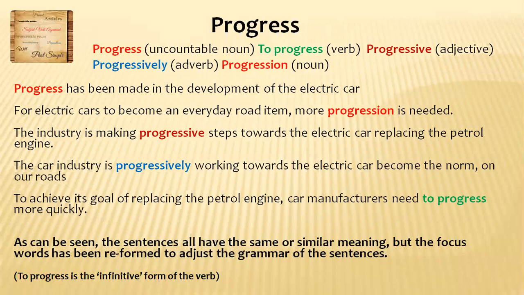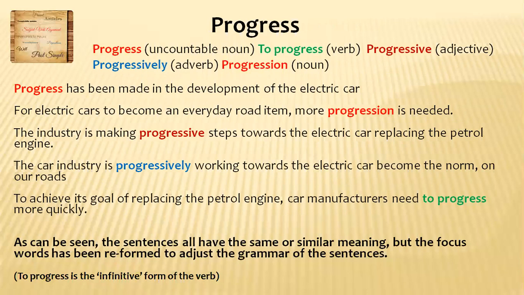Progress has been made in the development of the electric car. For electric cars to become an everyday road item, more progression is needed. So we have noun, progress, noun, progression. The industry is making progressive steps towards the electric car replacing the petrol engine. So progressive steps. Steps is the noun, progressive is the adjective. The car industry is progressively working towards the electric car becoming the norm on our roads.